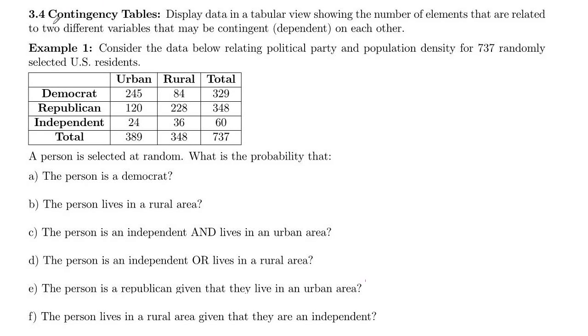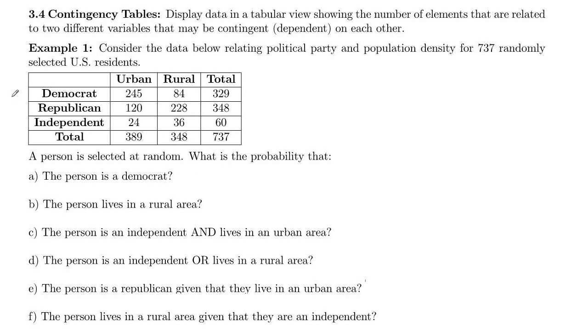Here in section 3.4, we are looking at contingency tables, which we have actually seen before. Contingency tables are just a tabular view of values that relate to variables. Here they're going to be political party and then geographic region, urban or rural, that might be dependent to each other. So considering this data below for 737 randomly selected U.S. residents, we want to know what is the probability the person is a Democrat.